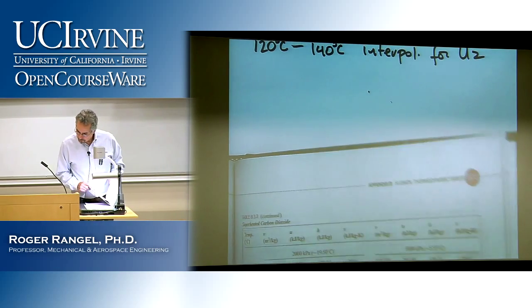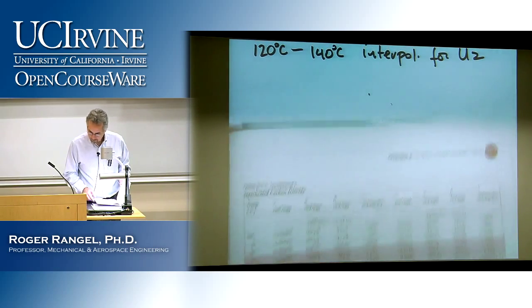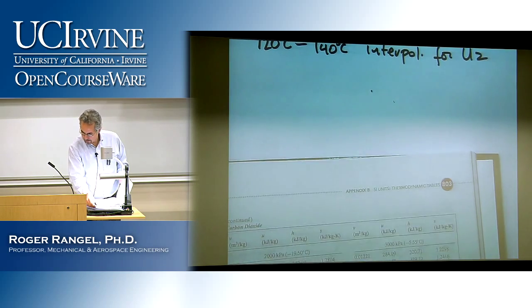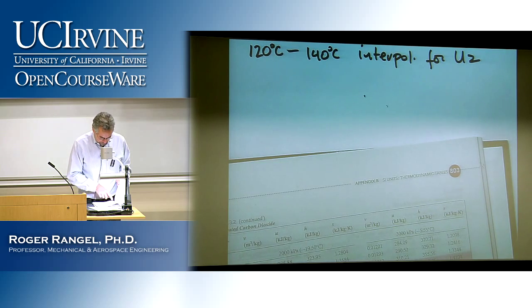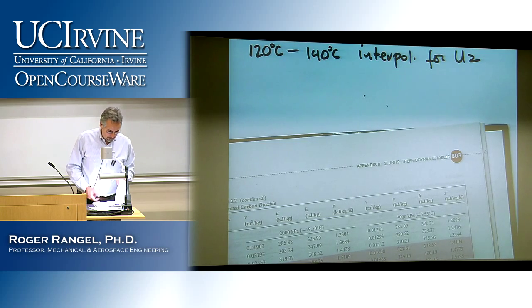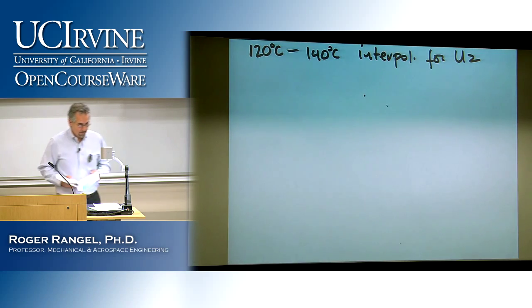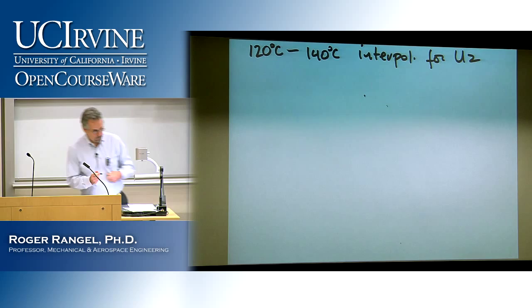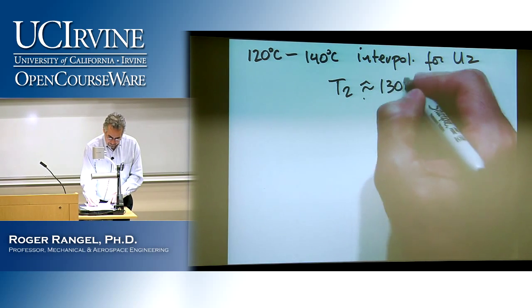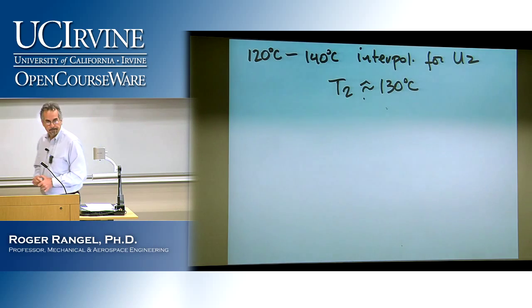What is it? 400. Just do 400. Where's the number? Oh, 400. Let's just do 400. So, 392, there's 8. It's right about in the middle, because this is 392 and this is 408. So I would say with a lot of confidence about 130. Okay. So T2 is about 130 Celsius. All right.